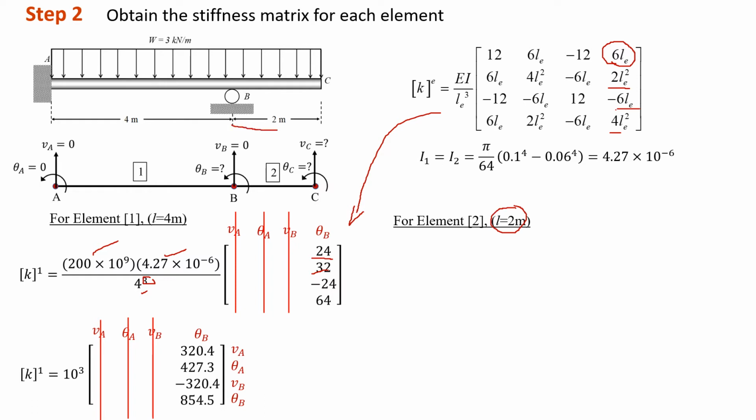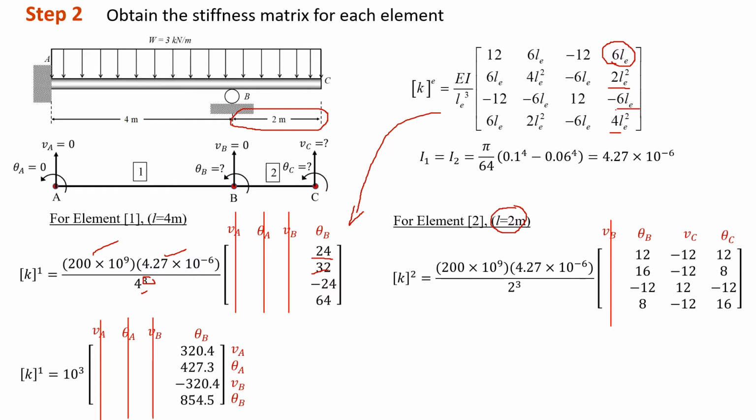According to element 2, from B to C, L is equal to 2 meters. Using the same I, the same E, and L equal to 2 meters, we can calculate K2. Knowing VB is equal to 0, we can eliminate the VB column from the beginning. So we just fill up this matrix by using this equation.